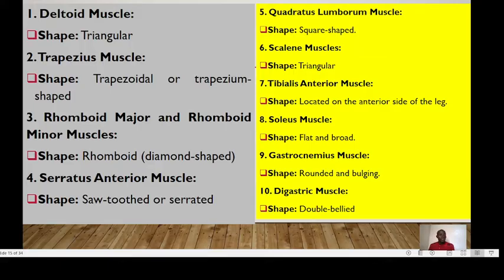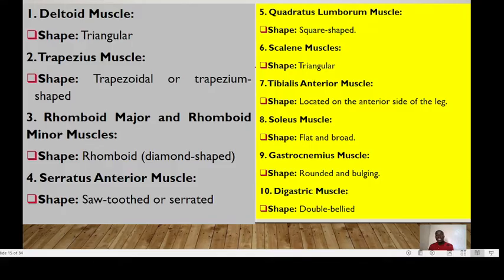This is trapezoid, okay, trapezium shaped, so we call it the trapezius muscle. We also have the rhomboid major or rhomboid minor. These are shaped like a rhomboid, diamond shaped. We also have the serratus anterior muscle. This is so shaped or serrated. That's why it's serratus anterior. We also have the quadratus lumborum muscle. This is square shaped. Scalene muscle. This is triangular shaped. And tibialis anterior muscle.